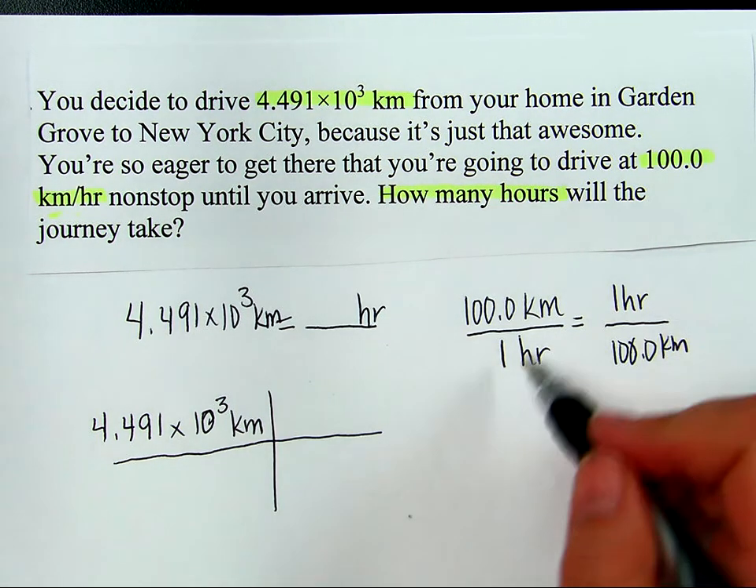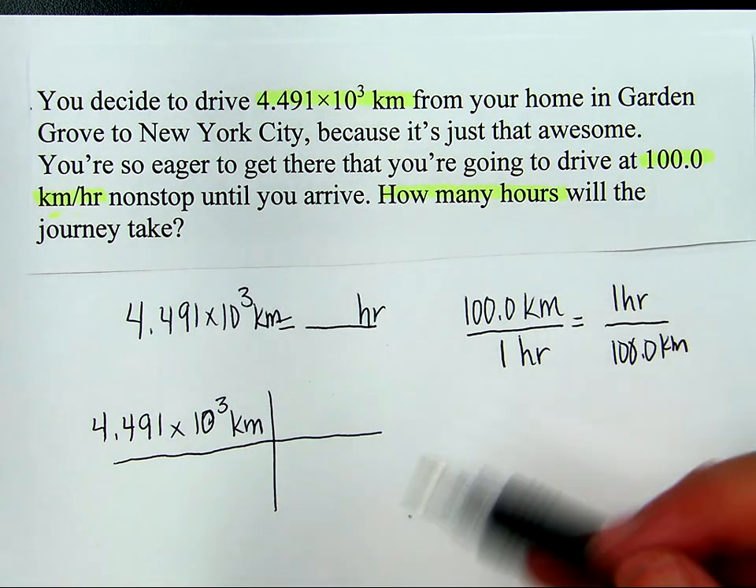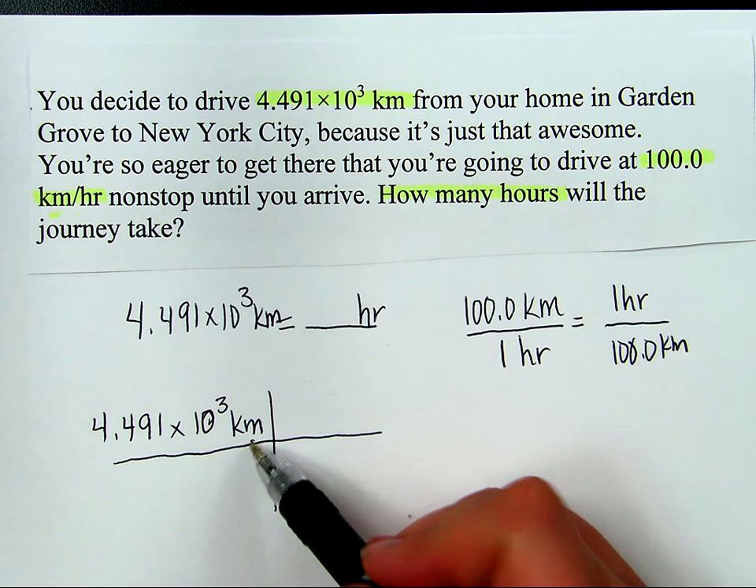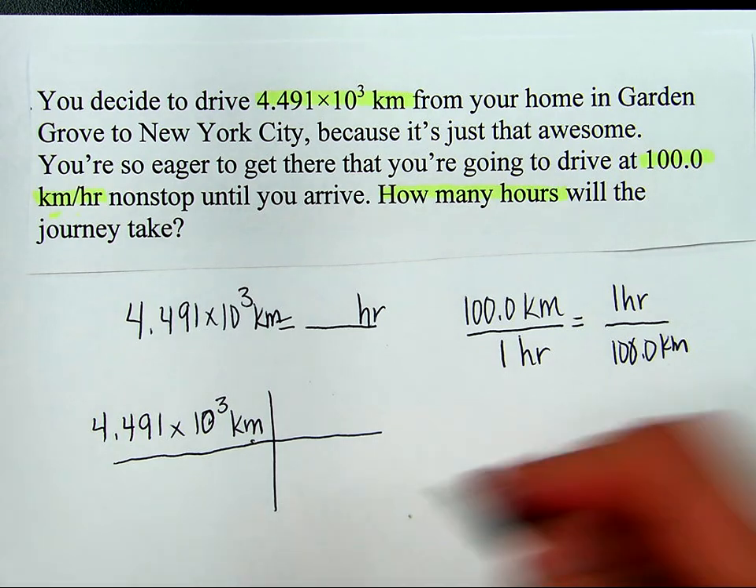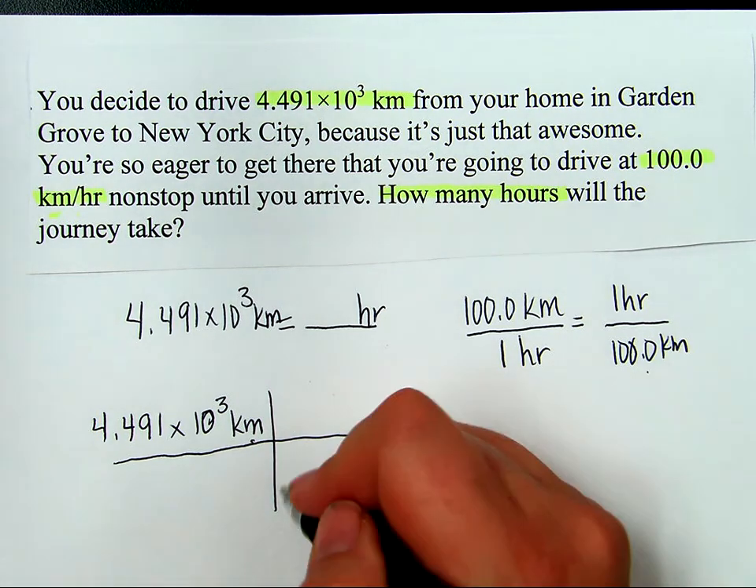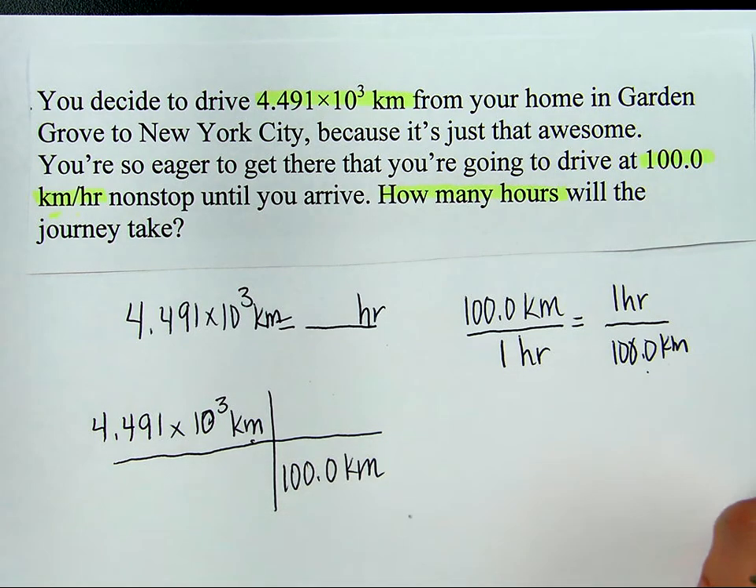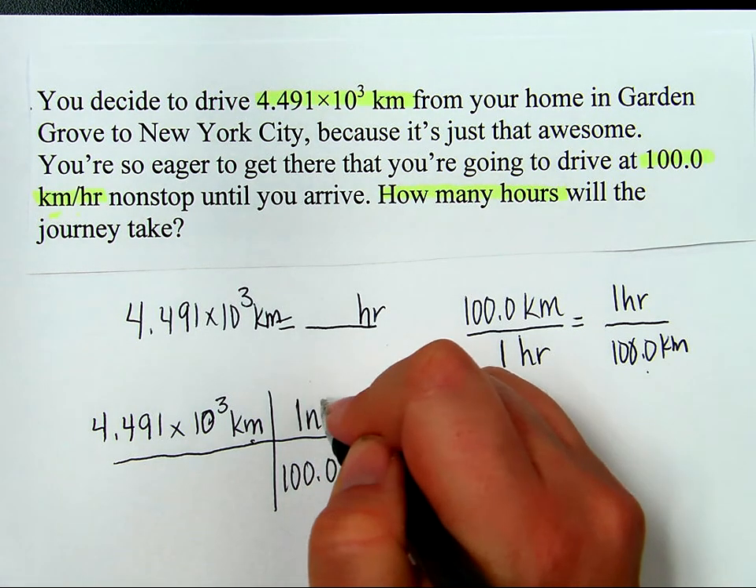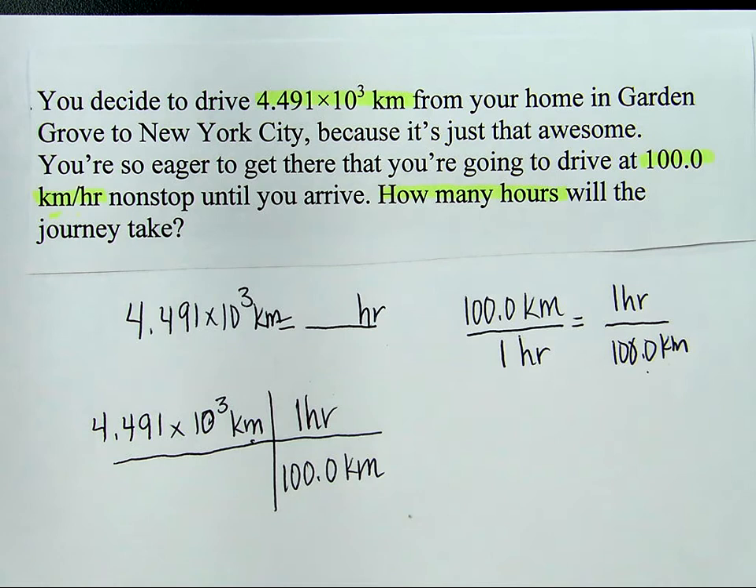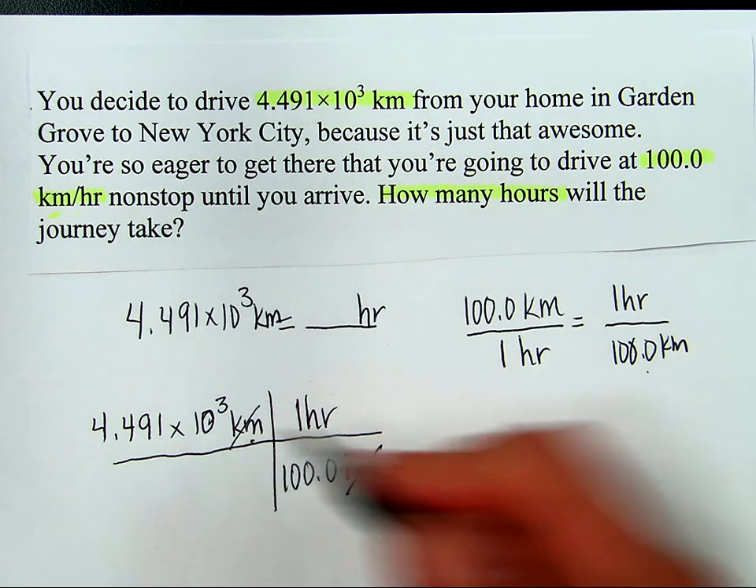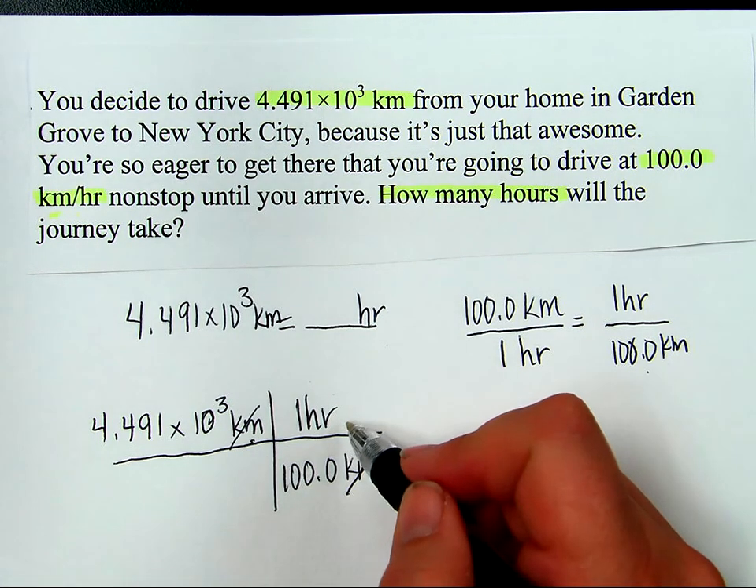And we're going to use our relationship here. Now, if I have kilometers upstairs, I want kilometers downstairs. So I'm going to put my 100.0 kilometers below and 1 hour above. So my kilometers unit cancels. I'm left with the hours unit.